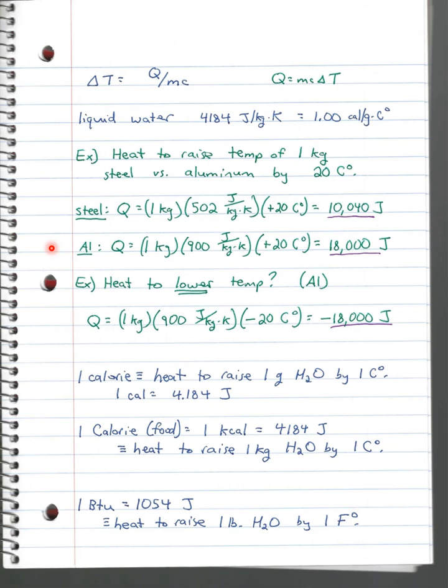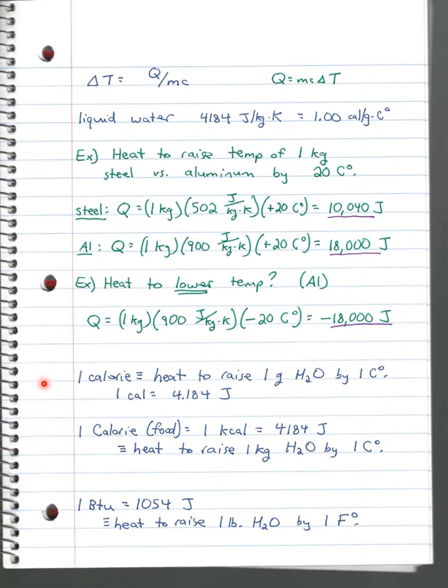Now we could also ask, what about the heat to lower the temperature? Let's do this with aluminum. Well, we're still going to use Q equals mc delta T, but notice what delta T is. Remember, delta is always final minus initial. If you're lowering the temperature, final minus initial temperature is going to be negative 20 Celsius degrees. So it's the same 18,000 joules that it takes to raise it, but this comes out as negative. Q equals negative 18,000 joules means we actually have to extract 18,000 joules from that aluminum.